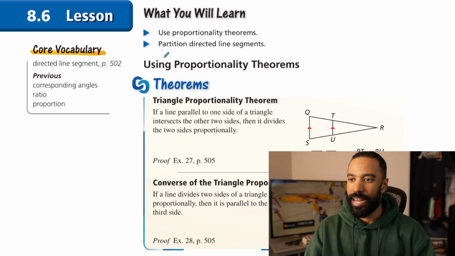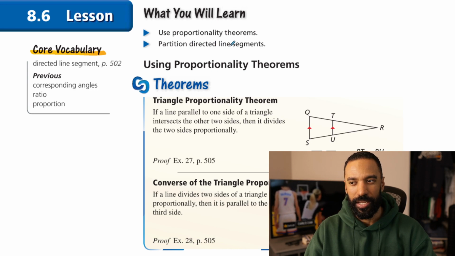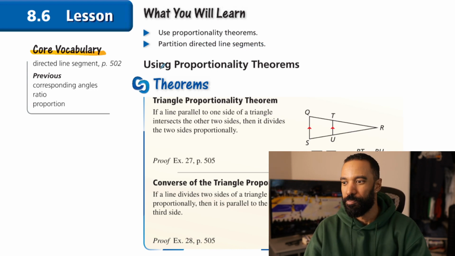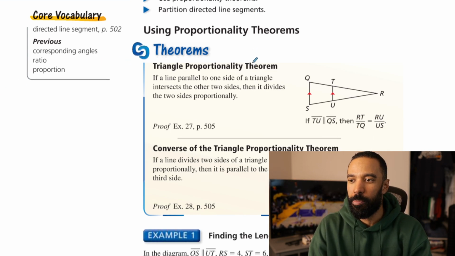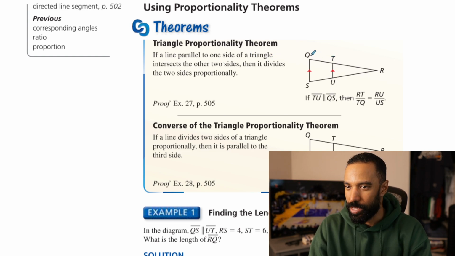Okay, let's go ahead and look at how we're going to use proportionality theorems and partition directed line segments. I honestly don't know what that means yet, so we'll figure out what that actually means together. Okay, the triangle proportionality theorem states this. If a line parallel to one side of a triangle intersects the other two sides, then it divides the two sides proportionally.